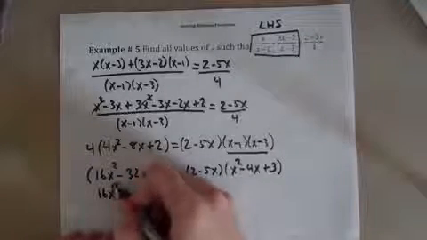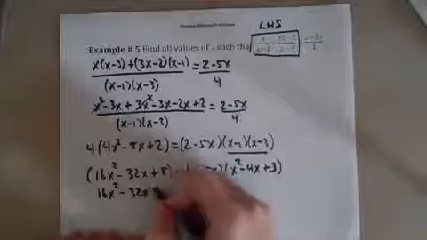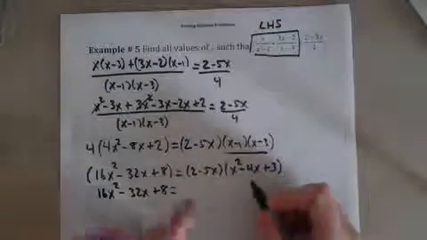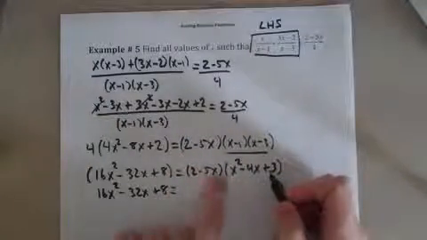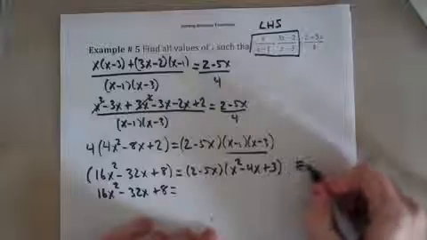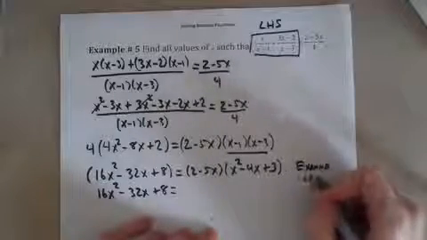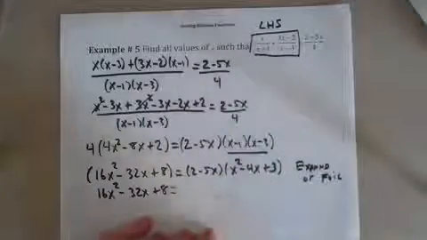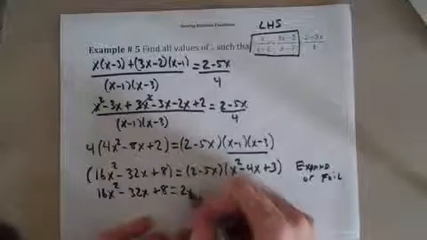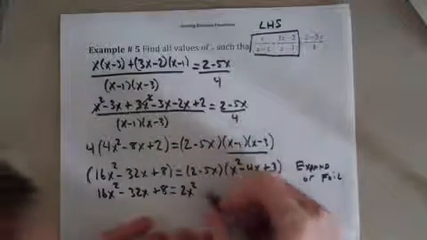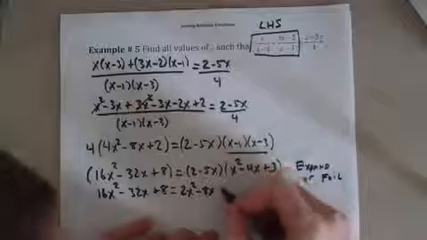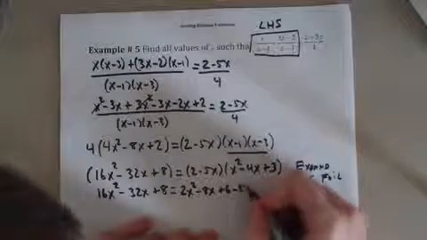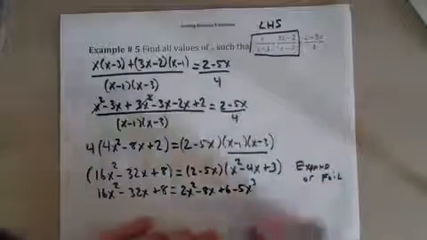I told you this was going to be a tough one, guys. Now we're going to FOIL again here, or expand. Maybe that's a better term. Expand or FOIL, they both mean the same thing. So 2x squared. Oh, there's a cube term.